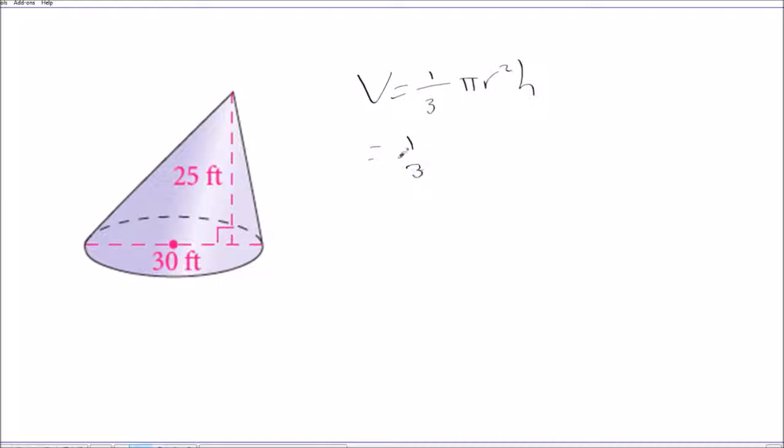So let's see. 1/3 times pi. Do you know what the radius is? It is not 30 or 25. It's 15. 30 is the diameter. So we're going to go with 15 squared times the height. Yep, it makes a right angle, so we're perfectly good. So 25 there.